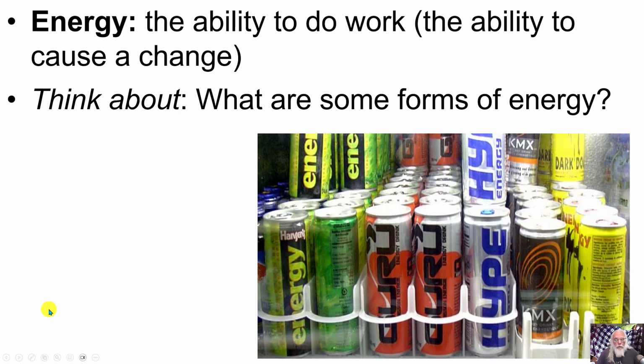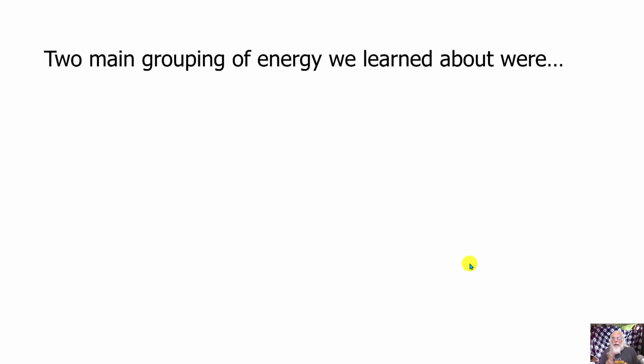Energy is the ability to do work or the ability to cause a change. And think about what are some forms of energy that you can think of. Maybe gravitational potential energy, maybe electrical energy, maybe chemical energy, elastic energy, many different types. Okay, what were the two main groupings of energy that we learned about in class?